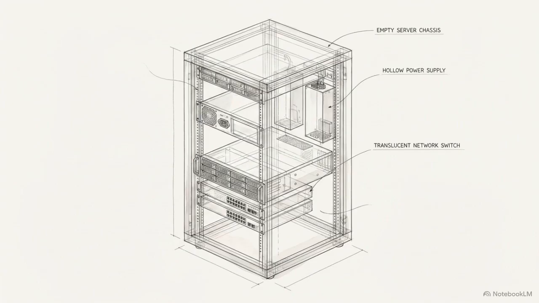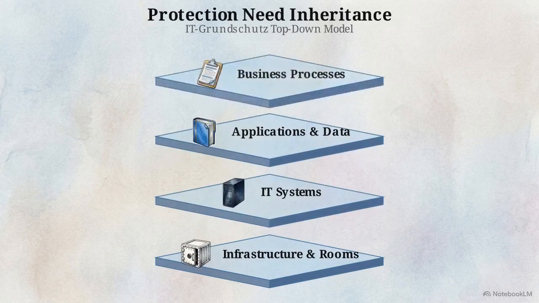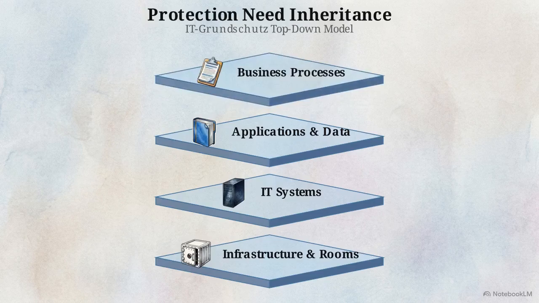When assigning these categories, you encounter a core philosophical rule of IT-Grundschutz. Physical hardware possesses absolutely no intrinsic security value. Protection needs follow a strict top-down inheritance model. Risk flows down the IT stack. The criticality of a business process establishes the baseline. If a process is vital to the organization's survival, that high protection need is immediately inherited by the data and applications required to run it.